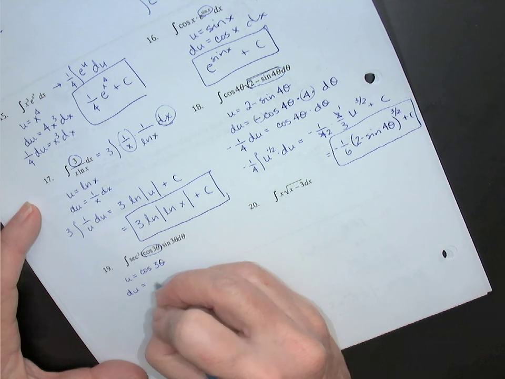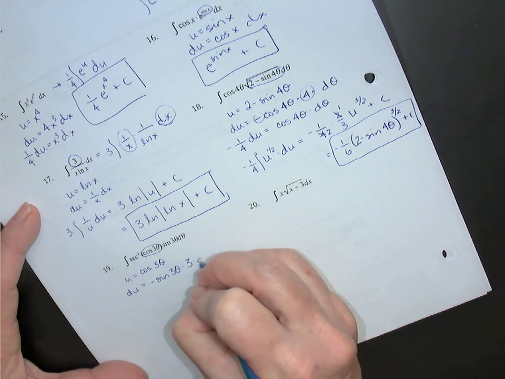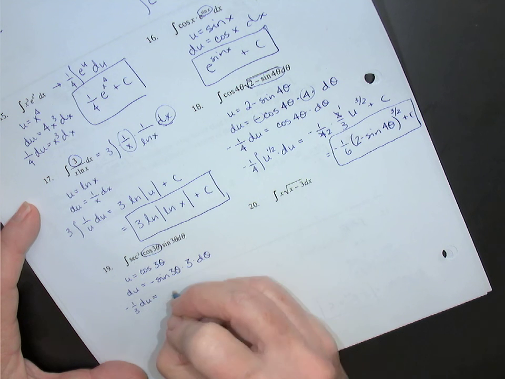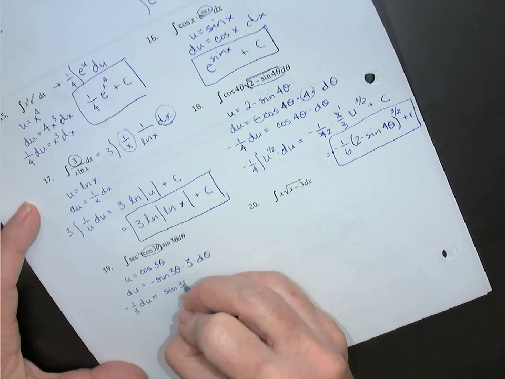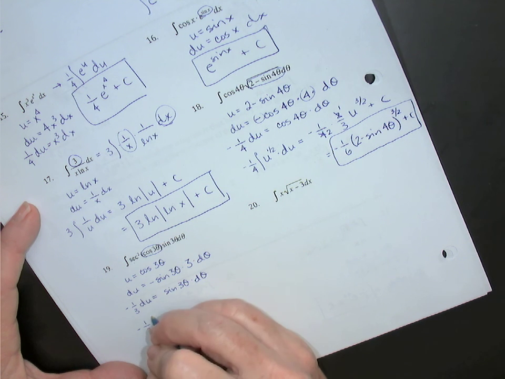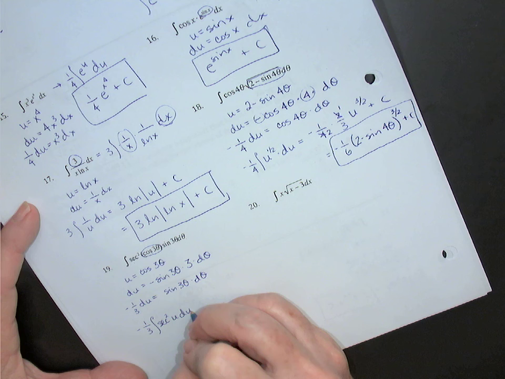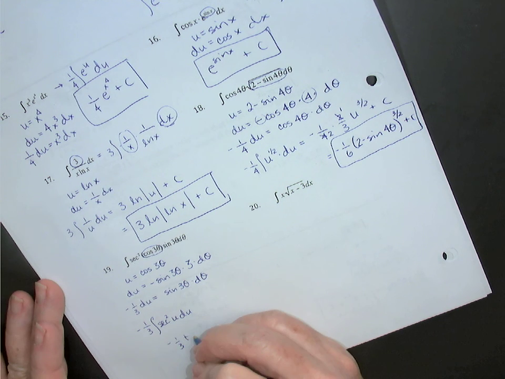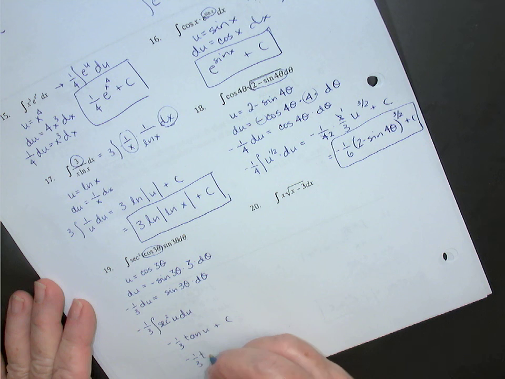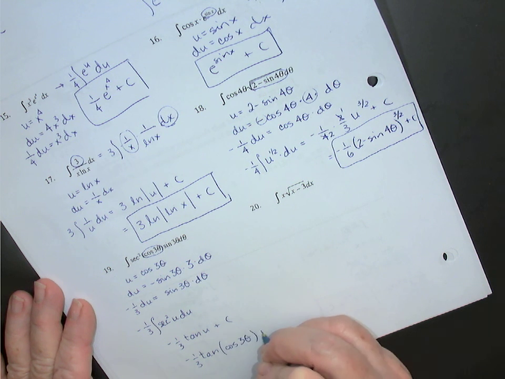Du is negative sine 3 theta times 3 d theta. Negative 1/3 du is exactly what I want, sine 3 theta d theta. So then this is going to become negative 1/3 sec squared u du, which is negative 1/3 tan u plus c, which is negative 1/3 tan of cosine 3 theta plus c.